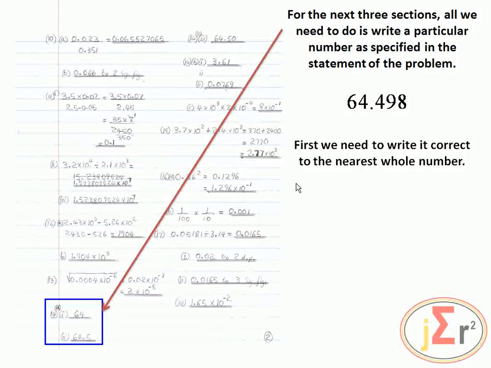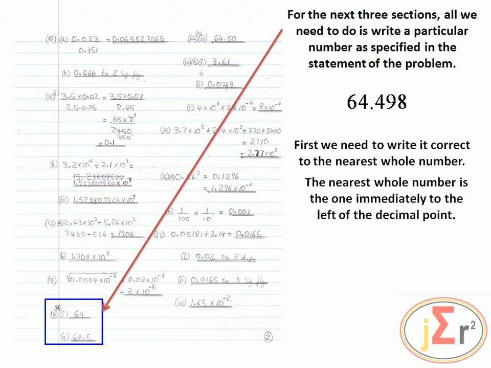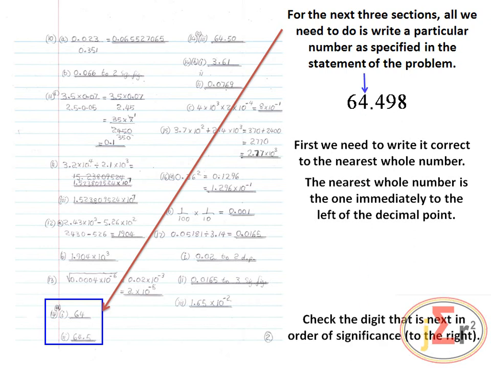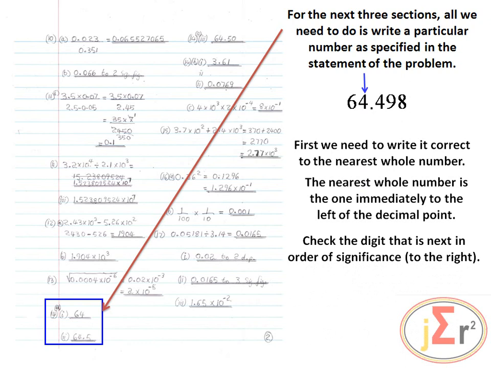First, we need to write it correct to the nearest whole number. And the nearest whole number is that part of the whole number that is the nearest to the decimal point or immediately to the left of the decimal point. The nearest whole number is the one immediately to the left of the decimal point there. Check the digit that is next in order of significance, the one that is immediately to the right. We know that by now, the one immediately to the right is next in order of significance.